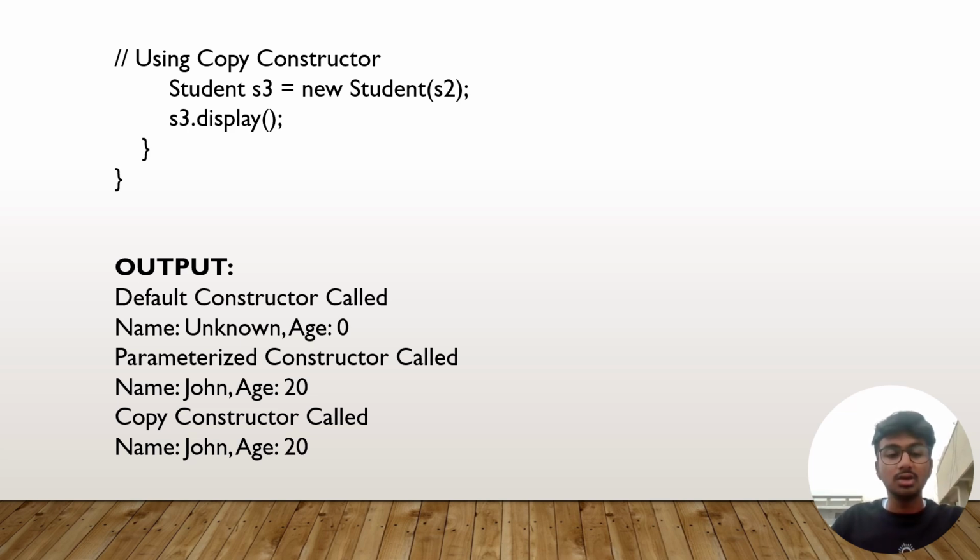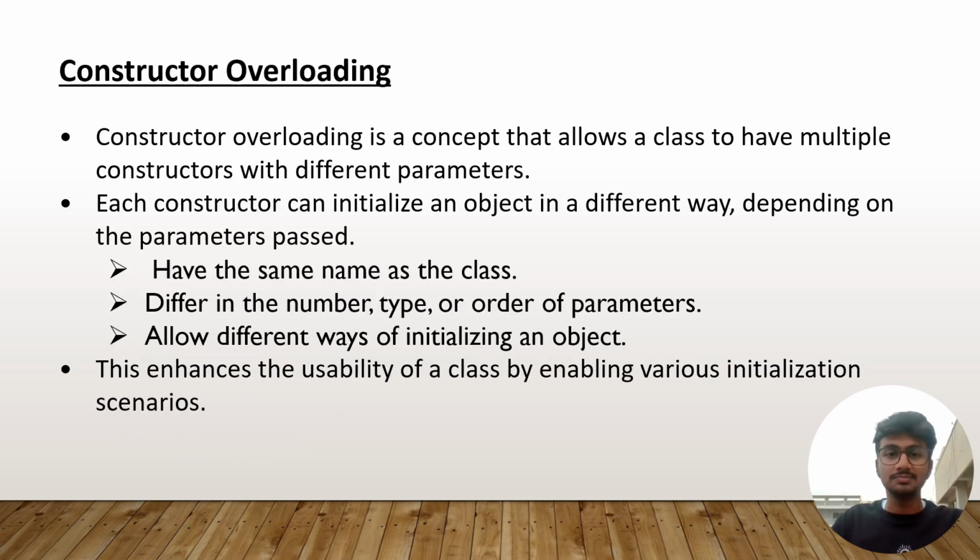As you can see, the code gives the name as Unknown and the age as 0. For the parameterized constructor, it gives us John, and for the age it gives us 20. The copy constructor works the same as this parameterized constructor.